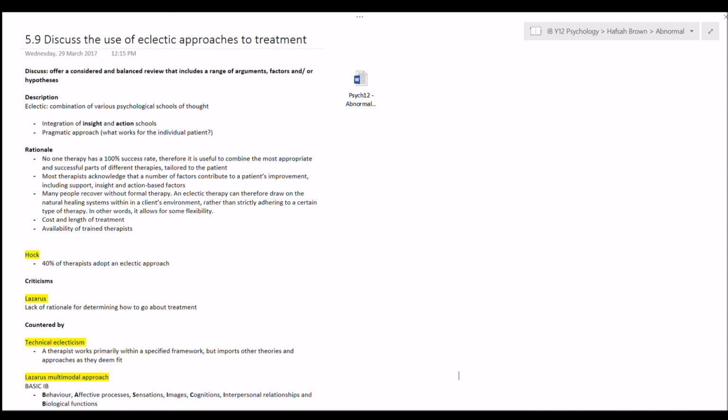However, there have been some criticisms of this approach, and one of those is Lazarus. And he says that there's a real lack of rationale that determines how we're going to go about this treatment. There are no guidelines, and when there are no guidelines, how do we know that we are actually getting somewhere or that we're not just going around in circles? And he describes it as amounting to chaos.